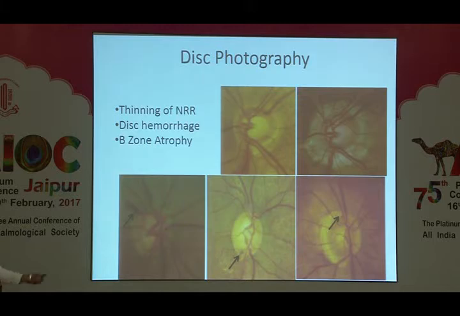Second thing is parapapillary atrophy. Parapapillary atrophy is inversely proportional to the rim thickness. So when the rim is not visible, this atrophy is getting wider and wider. It's another indication that we are getting worse.